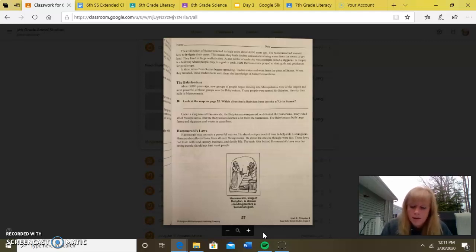Here, the Sumerians prayed to their gods and goddesses for good crops. In time, ideas from Sumer began spreading. Traders came and went from the cities of Sumer. When they traveled, these travelers took with them the knowledge of Sumer's inventions.